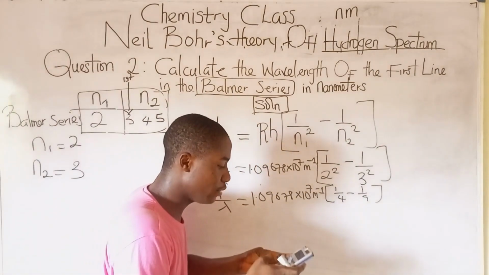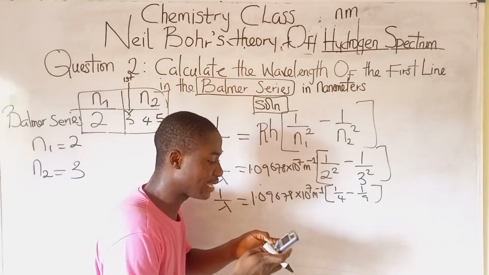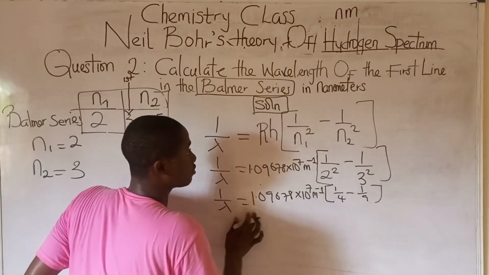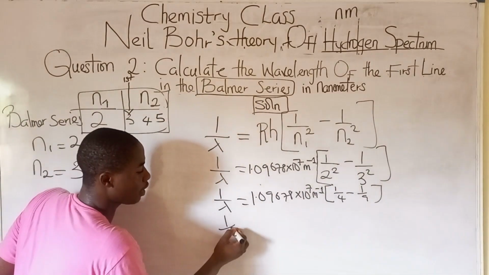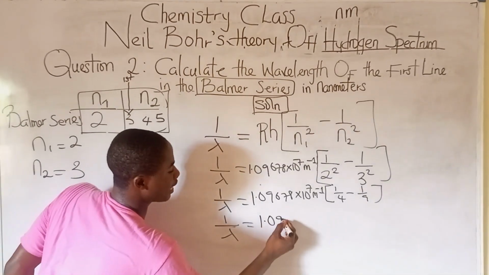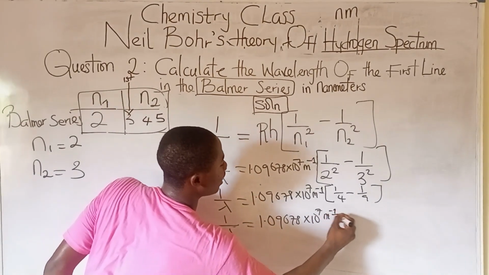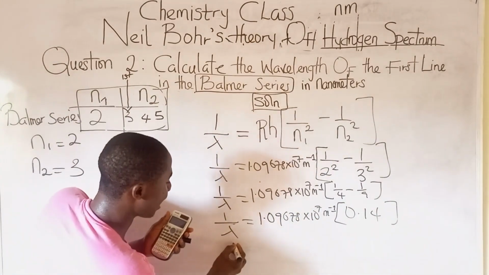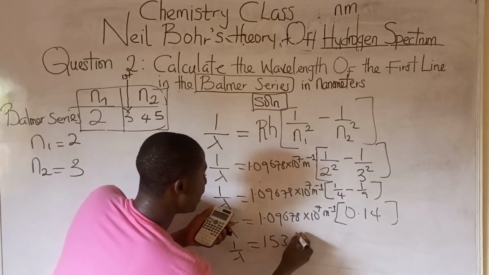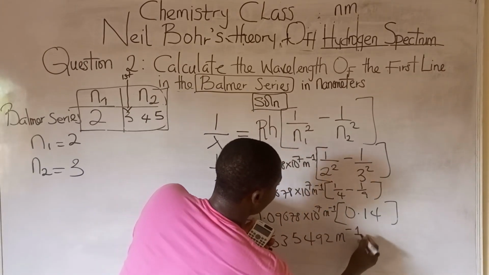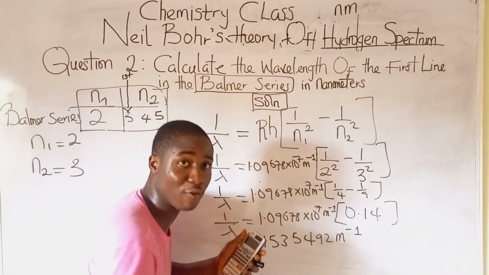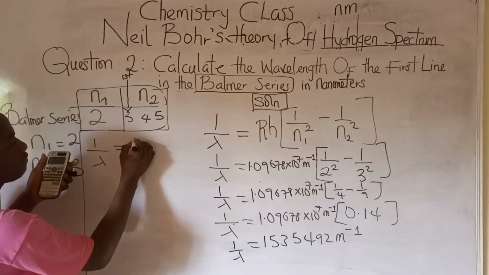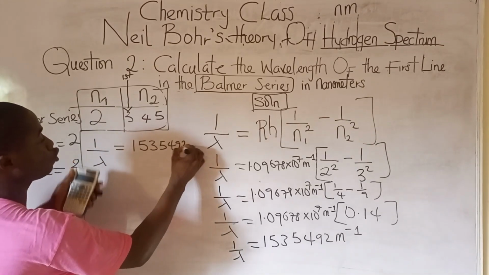So let's evaluate this. 1 over 4 minus 1 over 9 is 0.138. So let's approximate it to 0.14. So let's write it up here, or we can try to manage the board. So here 1 over wavelength is equal to 1.09678 times 10 to the power of 7 per meter into 0.14 as earlier said. So let's multiply. When we hit the calculator, we have 1 over wavelength will be 1535492 per meter, which is 1 over meter, or meter raised to the power of minus 1. So this value, we have to write it up here so that we can evaluate it. So 1 over wavelength is equal to 1535492 per meter.